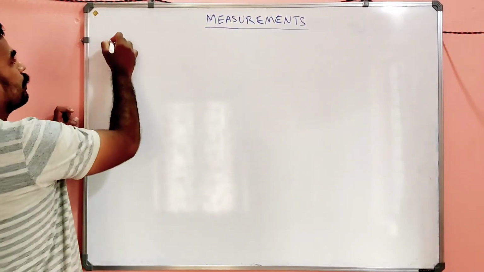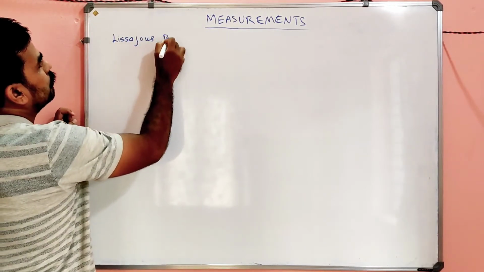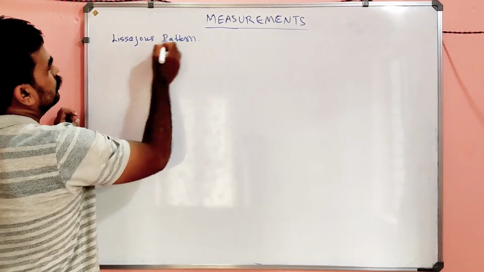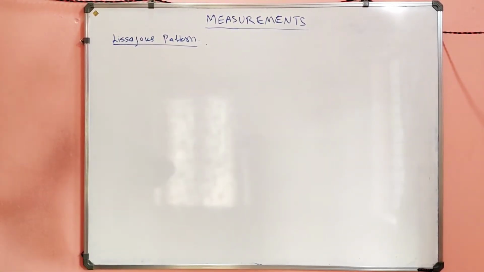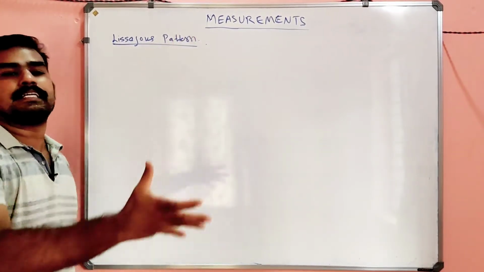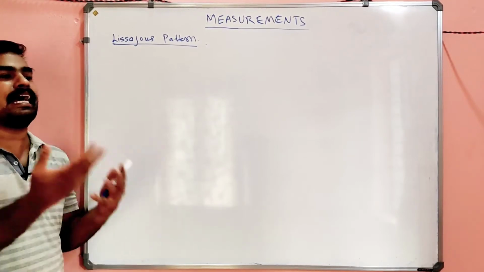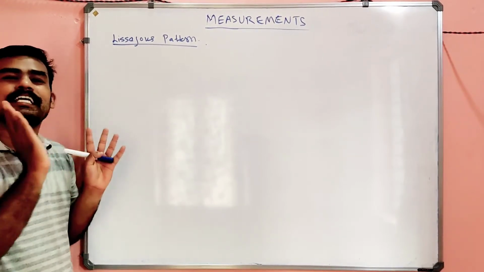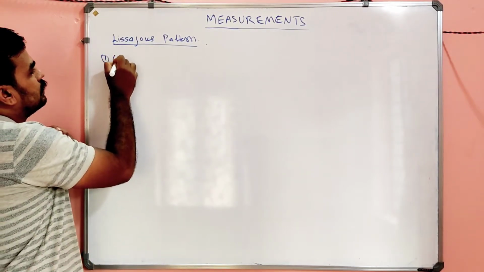Next is Lissajous pattern. Very, very important, my dears. Lissajous pattern is nothing but a certain pattern you are seeing on the CRO. From that you can analyze the signal, the nature of the signal. There are two conditions.